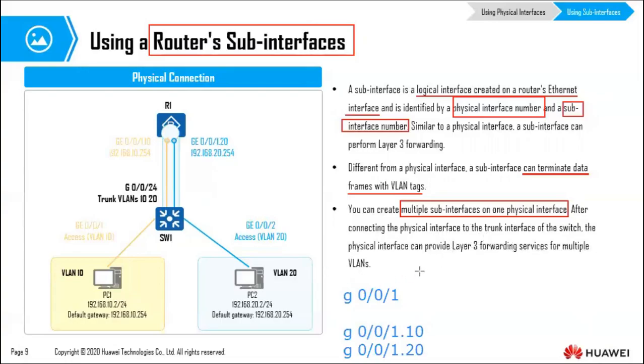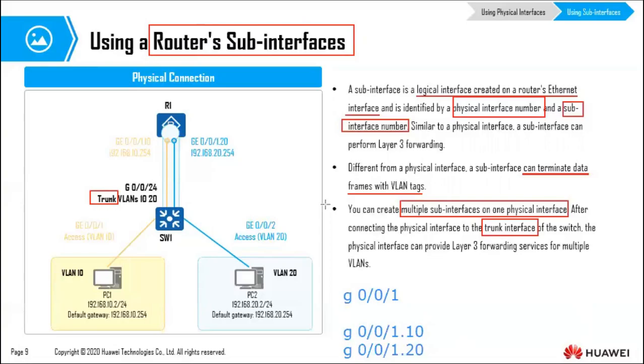services for multiple VLANs. Now that's the other important thing to mention, that when you're using router sub-interfaces, then the interconnection between the router and the switch must be configured as a what? Must be configured as a what? As a trunk. Are you together?